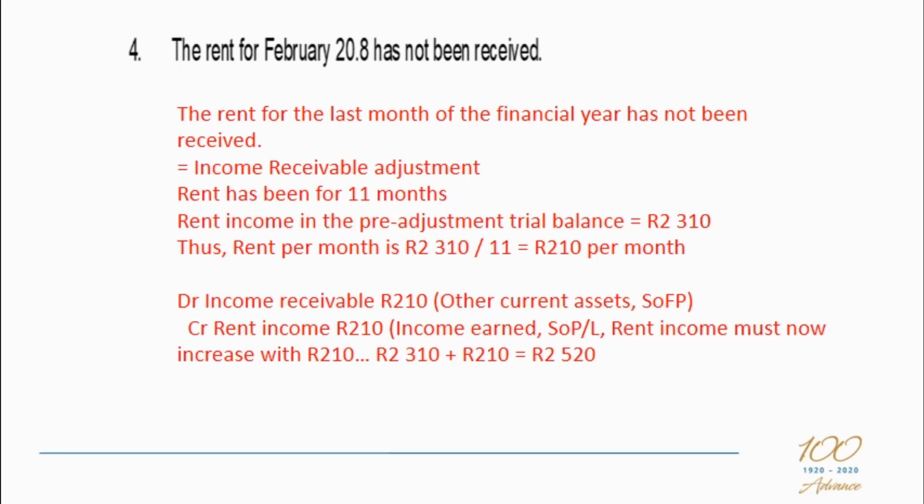So we need to say, this is income that is still receivable, owed to us, like debtors are owing us money, and this income receivable will form part of our other current assets in the statement of financial position. We recognize the income that we should have earned, although we didn't receive the money. We did earn the income. Therefore, we need to credit our income and recognize it in our statement of profit or loss. So now the rent income must increase by this 210 Rand.